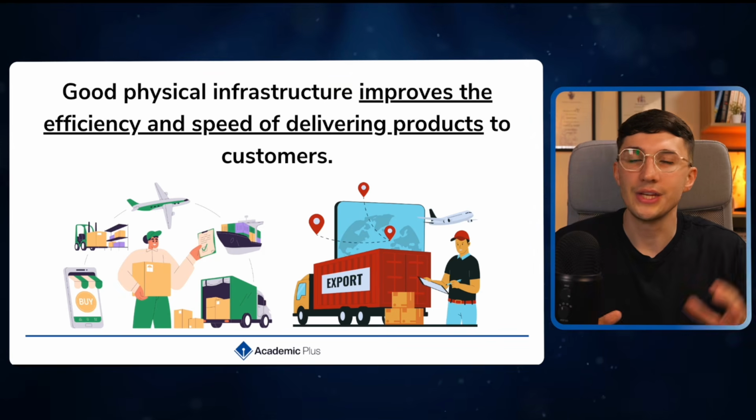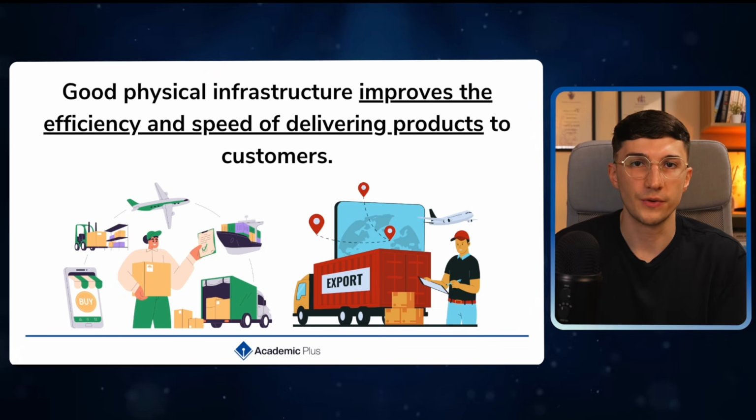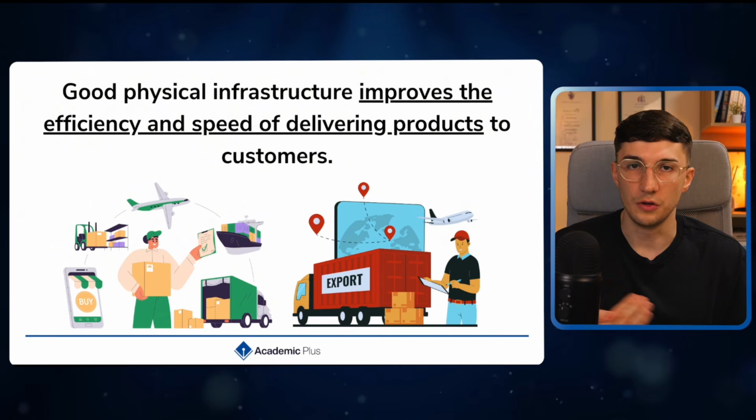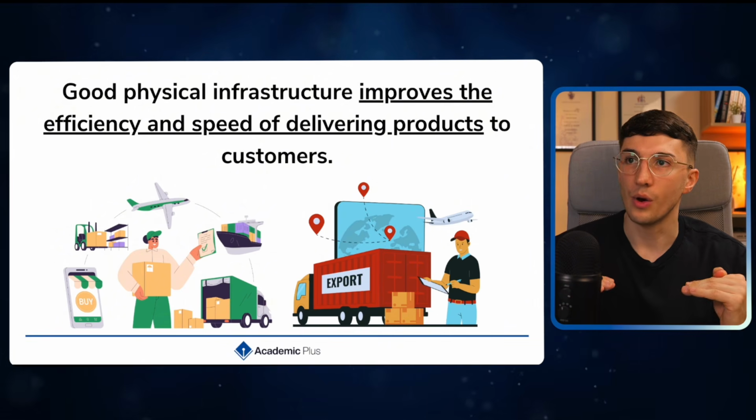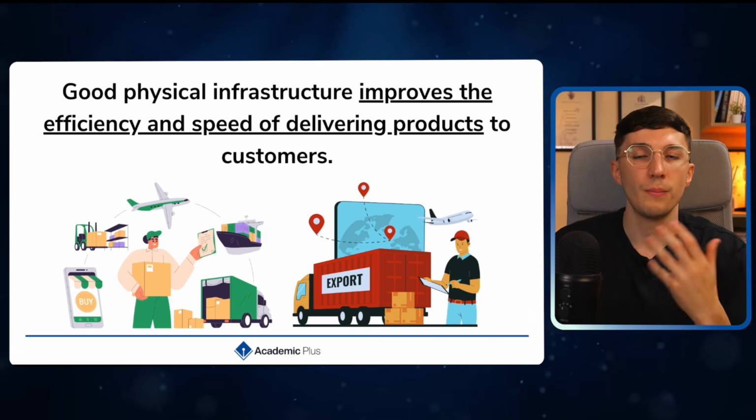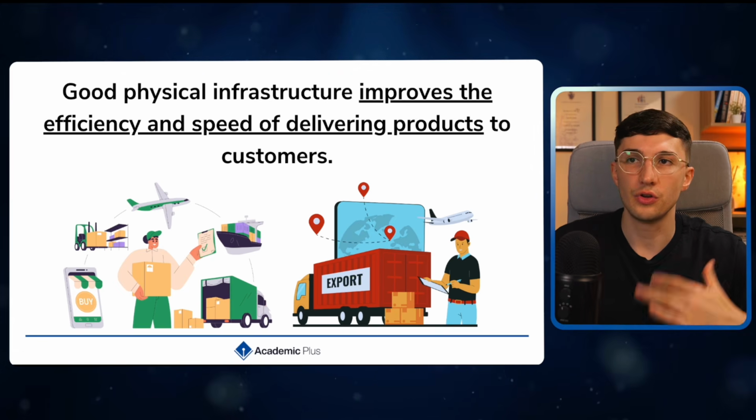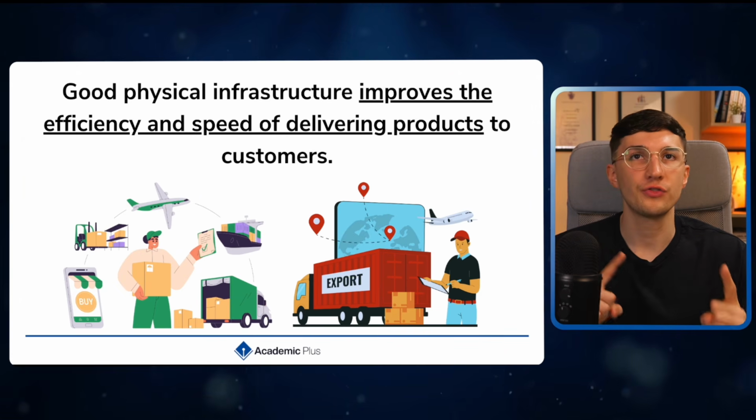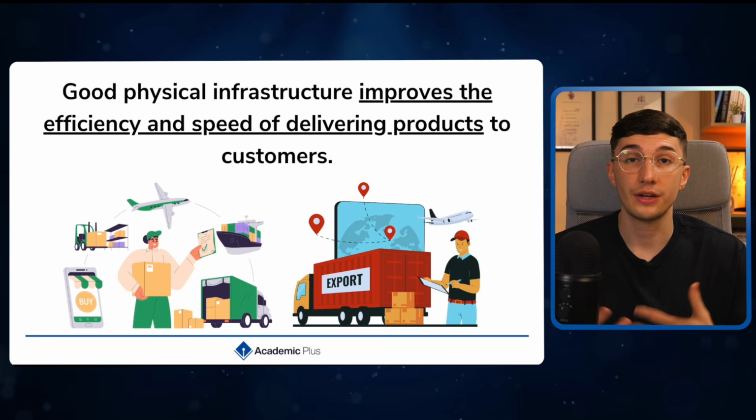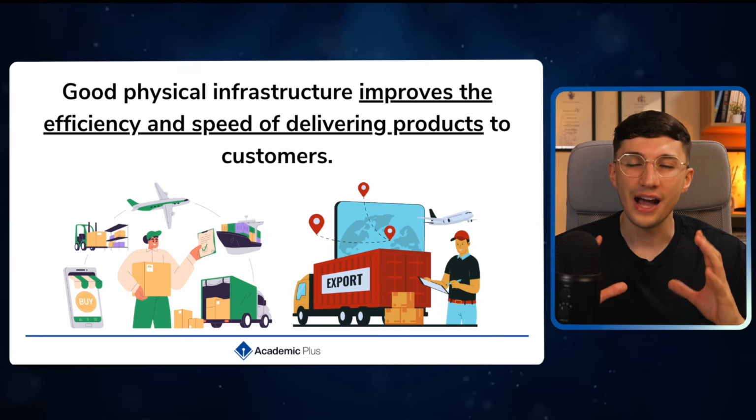Now, in theory, if you were to have good physical infrastructure, it's a lot easier to do business there. You know, the cost of transportation typically becomes a lot lower. And the business starts to run a lot more efficiently, and the speed of production and delivering those products begins to increase.